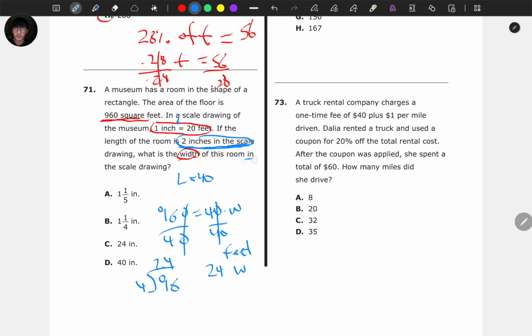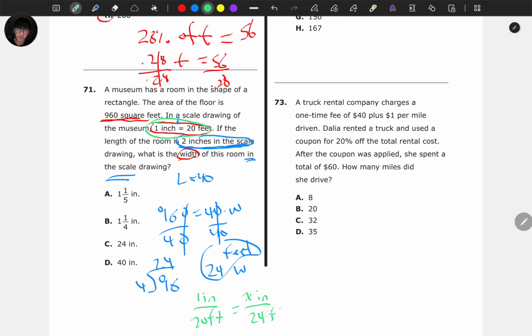But they're looking for it in scale. Well, 24 feet is the real width, right? And we know that the scale is this: 1 inch is equal to 20 feet. So that means that we can set a proportion, right? So we could say that, okay, 1 inch for every 20 feet is the same as X inches, I don't know what that is, over 24.